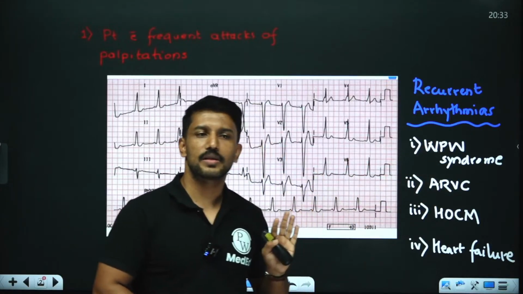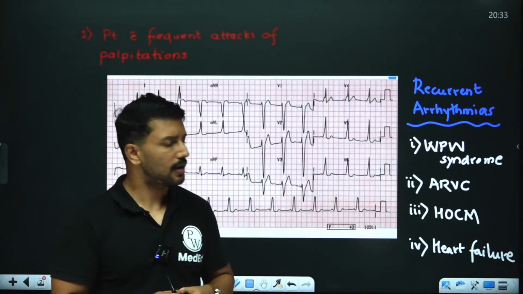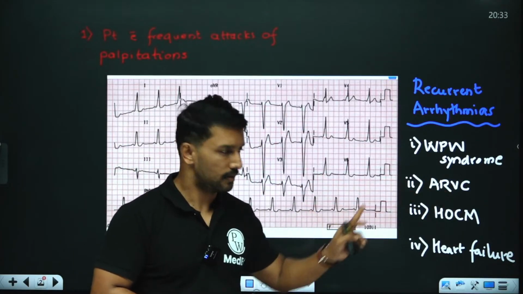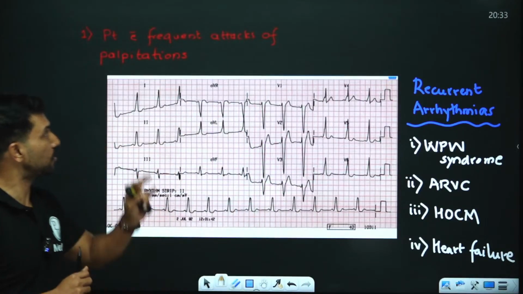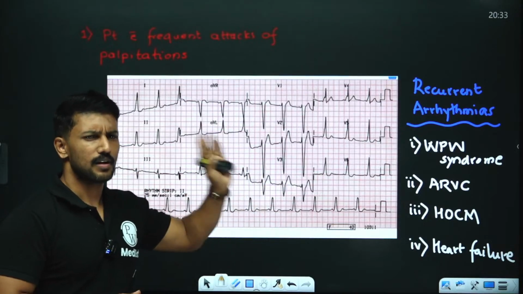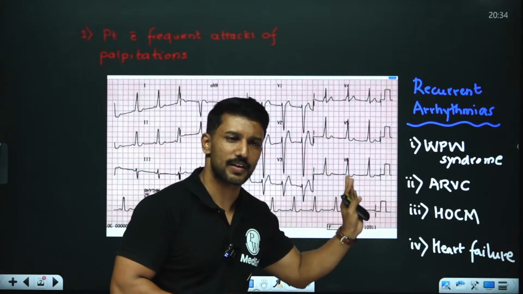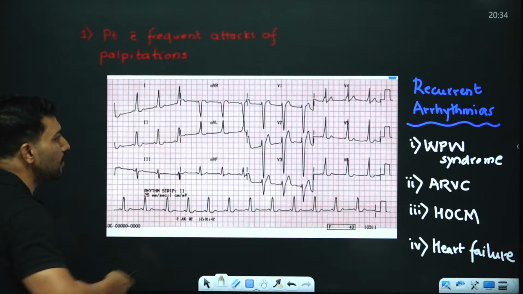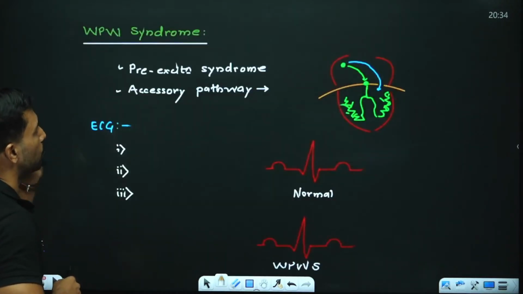WPW and ARVC can be diagnosed from the ECG. At the level of FMG, it is unlikely that they will ask ARVC. Mostly they will ask WPW syndrome. So always remember, if the question says recurrent attacks of arrhythmias and you get an ECG, the first thing you should do is apply the findings of WPW syndrome. Whether they are present in that ECG, if present, that's your answer. Okay, I'll come back to this ECG, but first we will understand WPW syndrome.